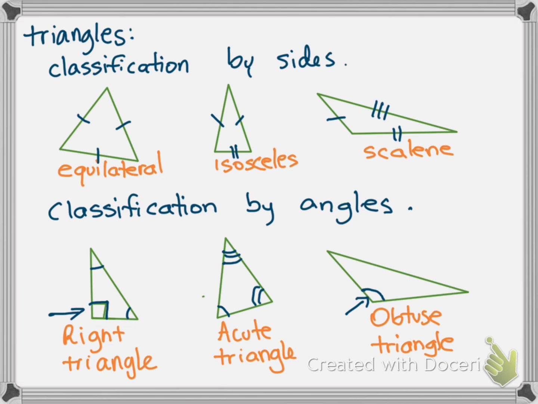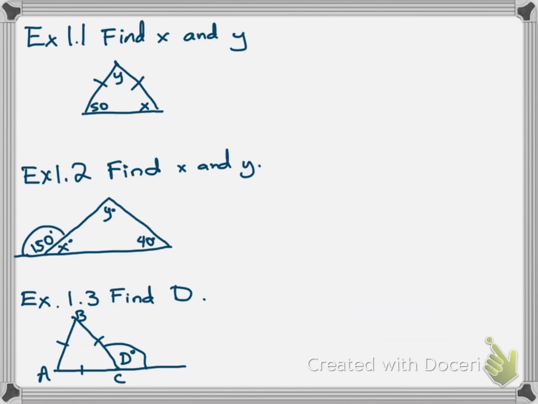Now remember that a right triangle can only have 1 right angle. It can never have 2. And an obtuse triangle can only have 1 obtuse angle. It can never have 2. We're going to look at these examples. In this first example, it says find x and y. Again, we have to remember that the sum of all 3 angles is 180. And knowing that, we're going to solve that.